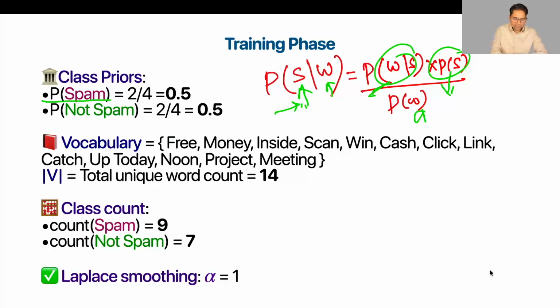In total we have 4 emails. Out of that, 2 are spam and 2 are not spam. So the probability of being spam or not spam is 50-50, 0.5 and 0.5.